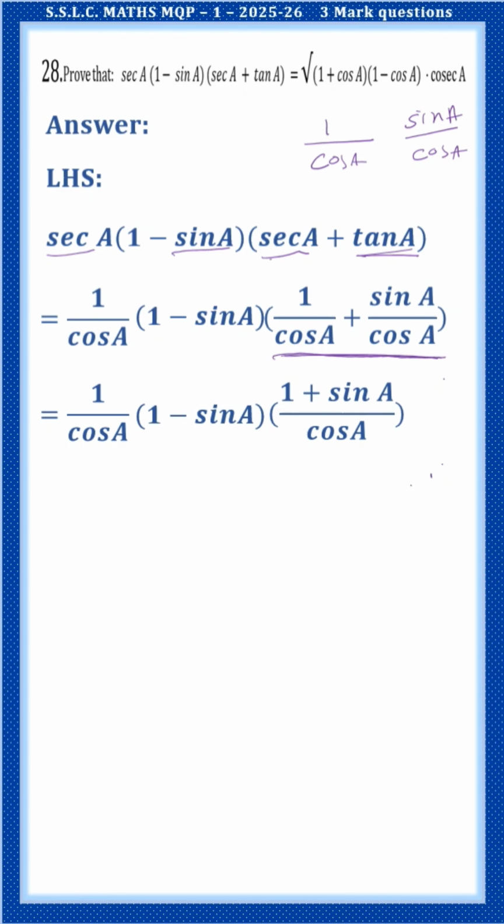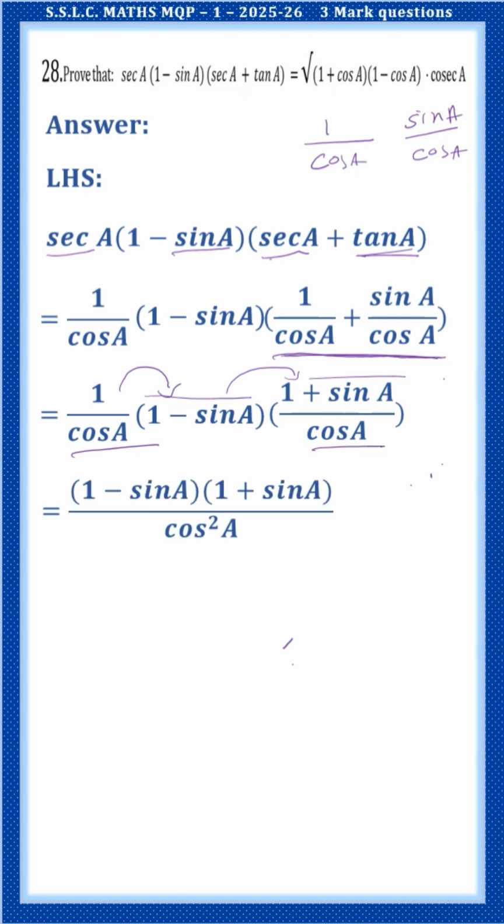Now we have to multiply these things. Cos A into cos A is cos square A. 1 into 1 minus sin A into 1 plus sin A. By using the identity A plus B into A minus B is equal to A square minus B square, we can multiply these two. So 1 minus sin A into 1 plus sin A is equal to 1 minus sin square A.